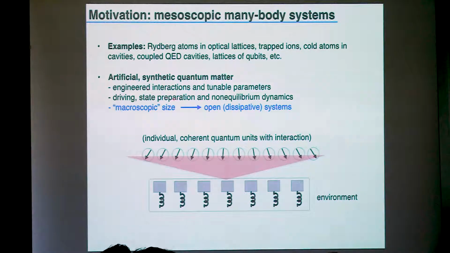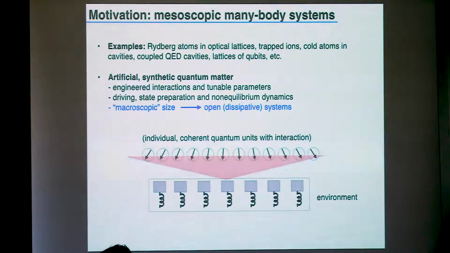And finally, and this is the main important feature for the rest of the talk, in some sense these are microscopic, they have microscopic size. So, for instance, if you imagine a lattice of superconducting qubits, you have to wire your qubit to the rest of the world, even if it's coherent, and you can prepare and manipulate coherent quantum states. This means that there is some interaction with the rest of the world, with the environment. So they are effectively open or dissipative systems.